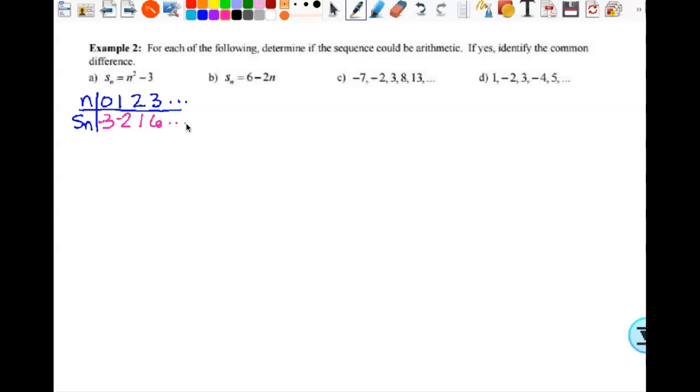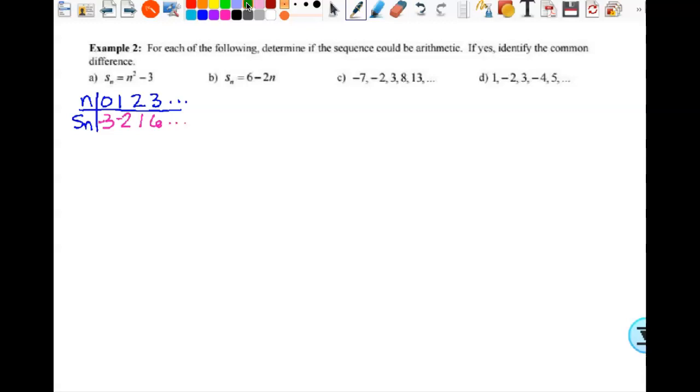All right, so then I'm going to look at, I'm sorry, I don't even know if I read the question here. For each of the following, determine if the sequence could be arithmetic. If yes, identify the common difference. If you can tell by looking, great, congratulations, nobody cares. If you do not have evidence, it does not matter what you can tell by looking, okay? This is part of my evidence, right?